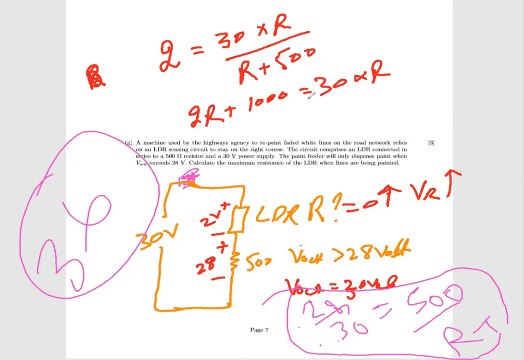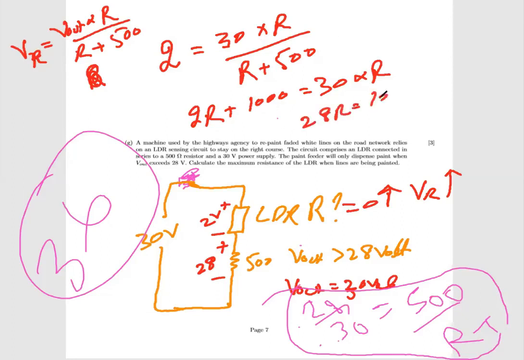Good. I checked the answer key and I got it right. But show me your method. This is my method. Let's say the voltage is VR. Using the voltage divider rule, VR is equal to the supply voltage times the resistor R over the total. Vout is 30, and VR is 2 volt. So 2R plus 1000 is equal to 30R, so 28R is equal to 1000. So R is equal to 1000 divided by 28, which is 36. So both of our methods work.